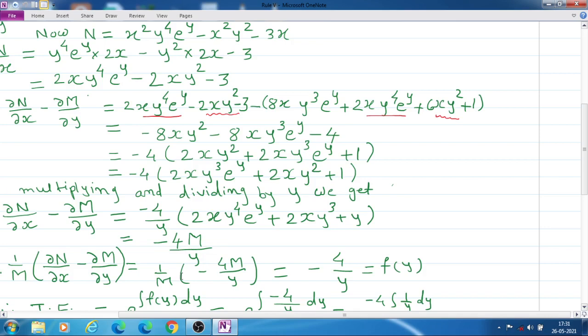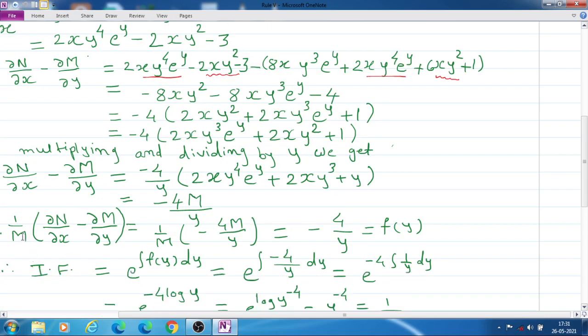Now we have to calculate 1 upon M into bracket dou N by dou x minus dou M by dou y. That means we have to divide by capital M. So we write here 1 upon M into this above value, minus 4M upon y. Thus M gets cancelled and we get minus 4 upon y. So the value of this 1 upon M into bracket dou N by dou x minus dou M by dou y is only a function of y. It does not contain the term x.